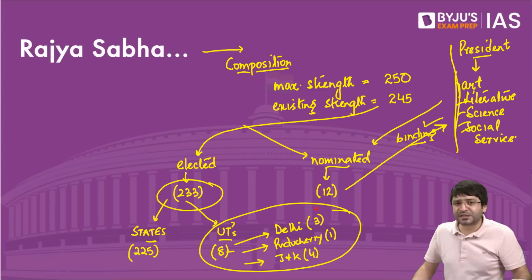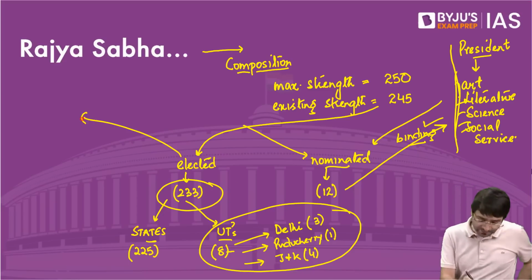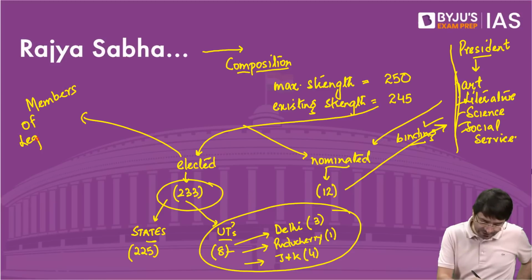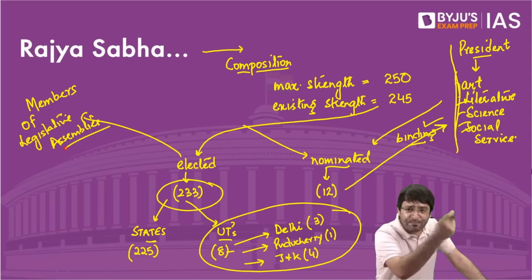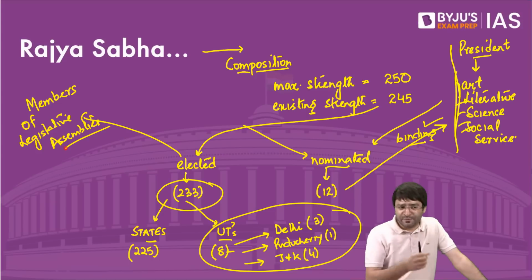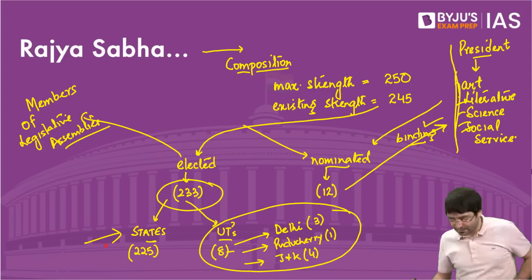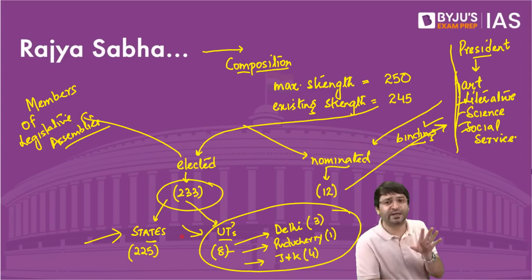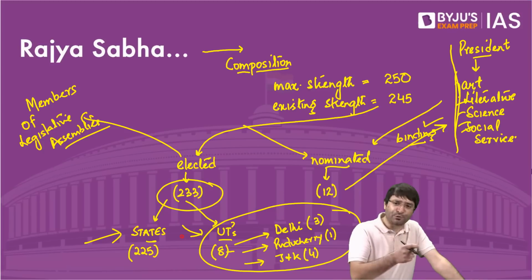Which basically gives you a sense that MPs to Rajya Sabha are elected by members of legislative assemblies. Members of legislative assemblies vote to elect MPs to Rajya Sabha. Where do we find legislative assemblies? In states. Where do we find legislative assemblies? In union territories. And there are only 3 union territories which have a legislative assembly. One is Delhi, the other is Puducherry, the third is Jammu and Kashmir.